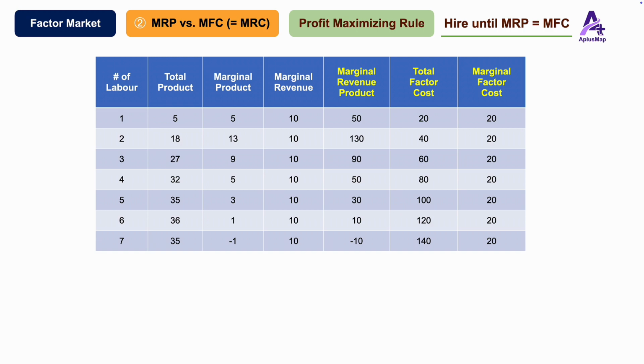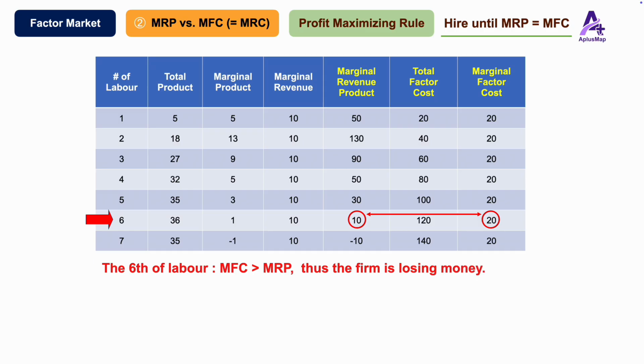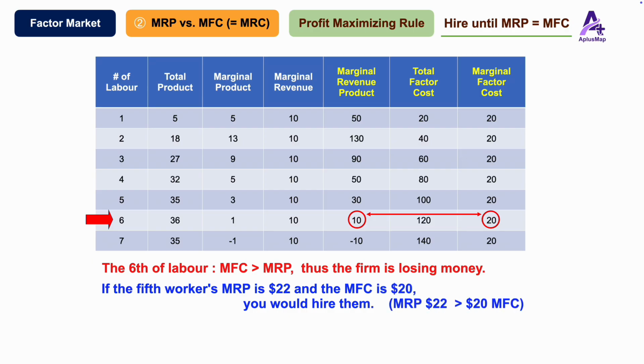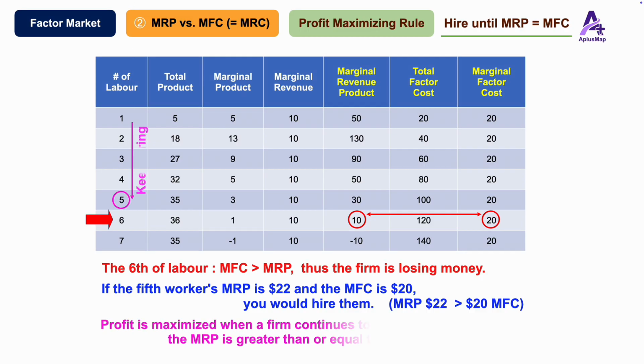Right. So you keep hiring, but what if you're considering hiring, say, your sixth worker, and their MRP is $10, but the MFC, the cost to hire them, is $20? Uh-oh. Then you'd lose $10 on that hire. Precisely. You wouldn't hire that sixth worker. So if the fifth worker's MRP was, say, $22 and the MFC was $20, you'd hire them. But the sixth worker crosses that line. So the fifth worker is your profit-maximizing amount of labor.